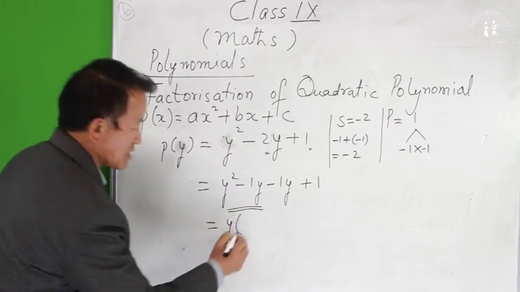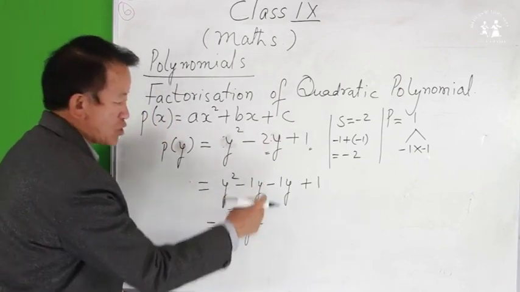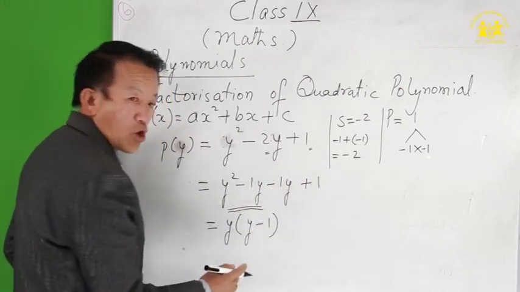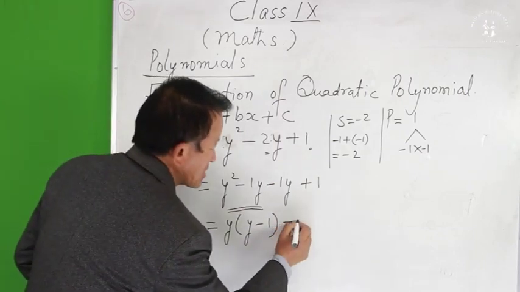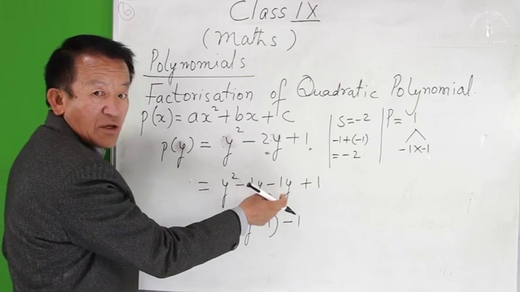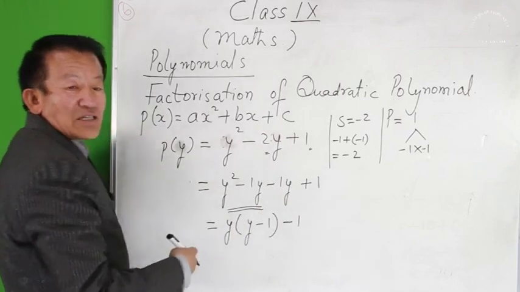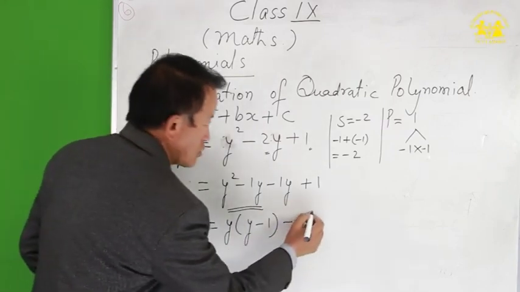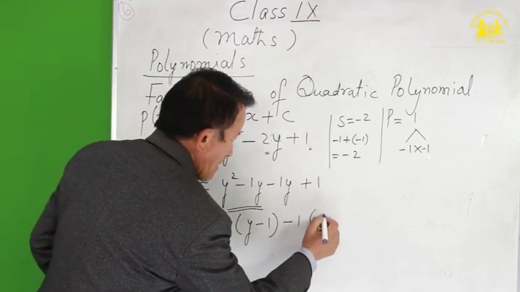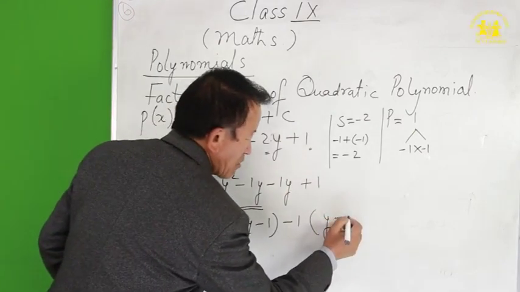So y bracket, what will be left? y minus, y is common, so what will be left? Minus 1 will be left. In this case, what is common is minus 1. Always try to look at the sign of the first term. If the sign of the first term is negative, we shall take out negative as the common sign. Minus 1. So what will be left? Plus y. And we shall change the sign, minus 1.